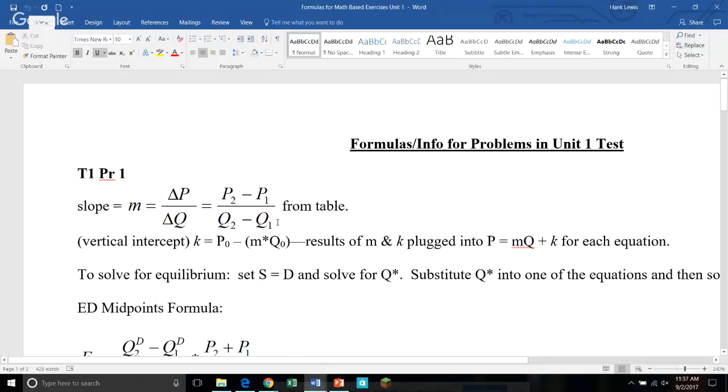Now you'll notice Q2 minus Q1 is in the denominator, and these have the same subscript because they're from the same row. You cannot mix and match prices within the same table or across tables. You cannot crisscross applesauce. Second price minus first price up top, second quantity minus first quantity down below.